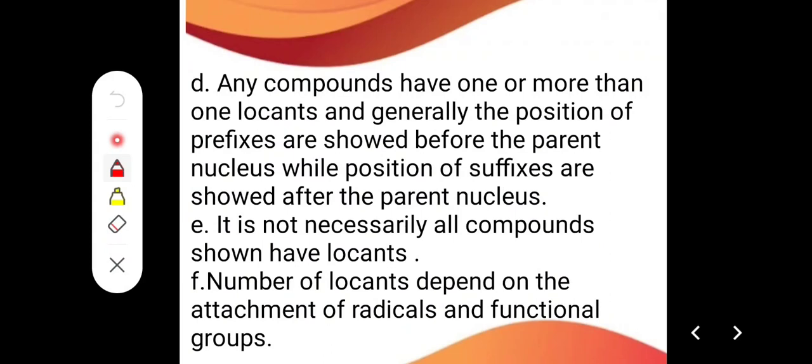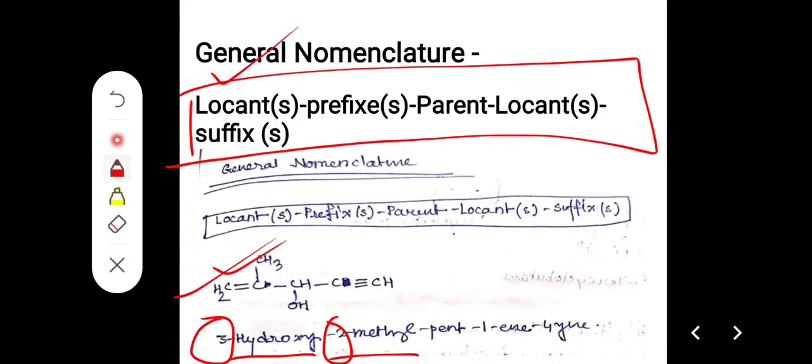If a compound has one or more locants, generally prefixes are shown before the parent nucleus and positions of suffixes are shown after the parent nucleus, right? And not all compounds necessarily show locants. Remember, the number of locants depends on the attachment of radicals and functional groups. General nomenclature has the locant first for prefixes, then parent, then locant for suffixes, and then suffixes. So locants, hyphen prefixes, hyphen parent, hyphen locants, then hyphen suffixes.